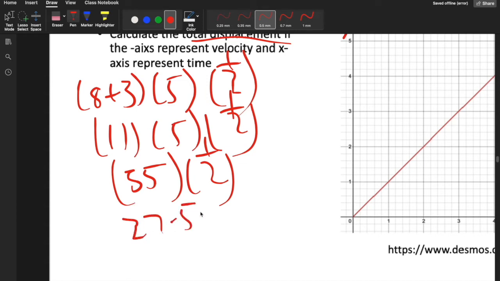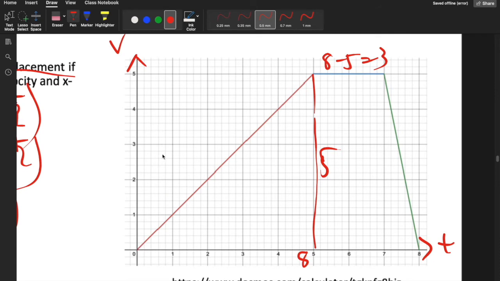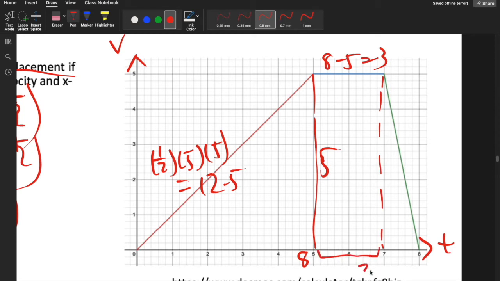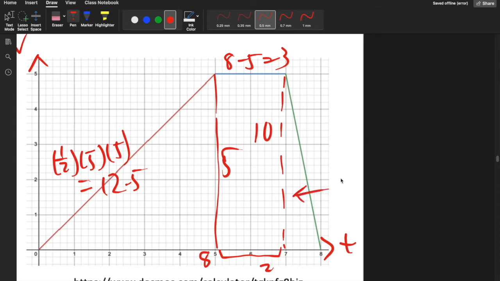Let me just double check. So let me check if the answer is correct. The area of the triangle here will be 5 times 5, and then this rectangle here, so here will be 2, so here will be 10. Right, and then here will be 2.5, so 2.5 plus 12.5 is equal to 15. 15 plus 10 is equal to 25.